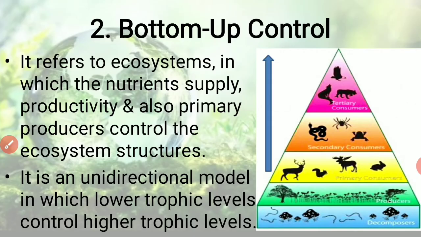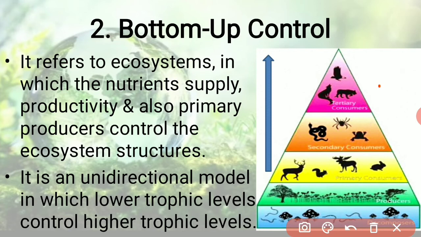So next, the bottom-up control. Bottom-up control in ecosystems refers to ecosystems in which nutrients like food sources, supply, productivity, and also primary producers such as plants, phytoplankton, etc. can control the ecosystem structure. Actually, it is a unidirectional model, in which lower trophic levels control the higher trophic levels, because each level serves as a food source for the next level. That's why they show uniformity in the graph.